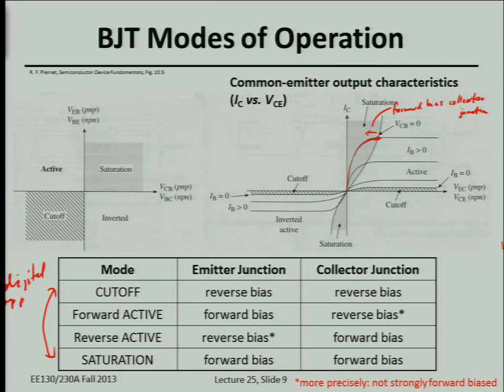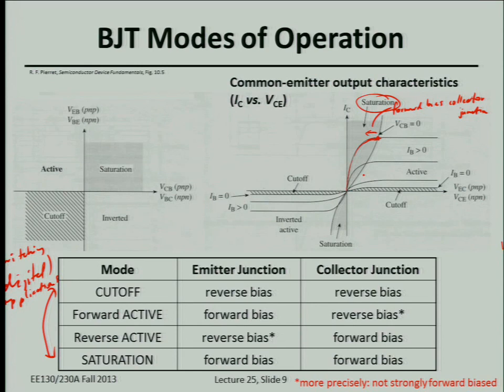applications, this is basically switching, right? If you want to use a BJT as a switch, then we usually try to operate between cutoff, when the switch is open and no current is flowing, and saturation, when a lot of current is flowing but very, very small voltage is dropped. So here, saturation is in this regime where both junctions are forward biased.